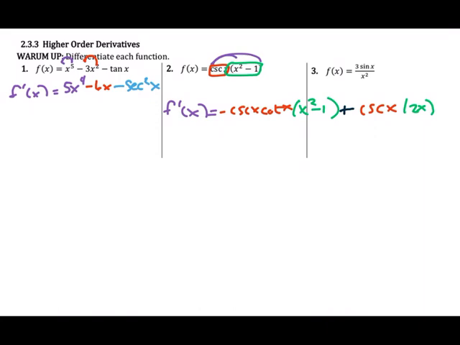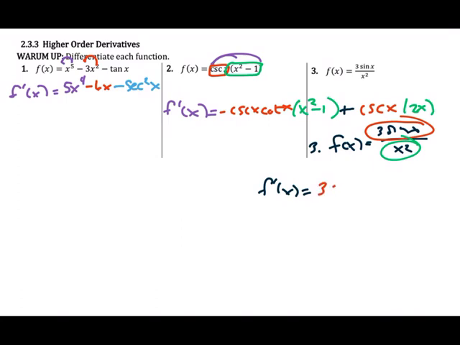I'm going to bring number 3 down here. f of x is 3 sine of x over x squared. So we're going to use the quotient rule here. So here's my first function. Here's my second function. So f prime of x is going to equal the derivative of 3 sine of x, which is 3 cosine of x. I'm going to multiply that by x squared, and I'm going to stick it in front. Just looks a little easier to read that way.